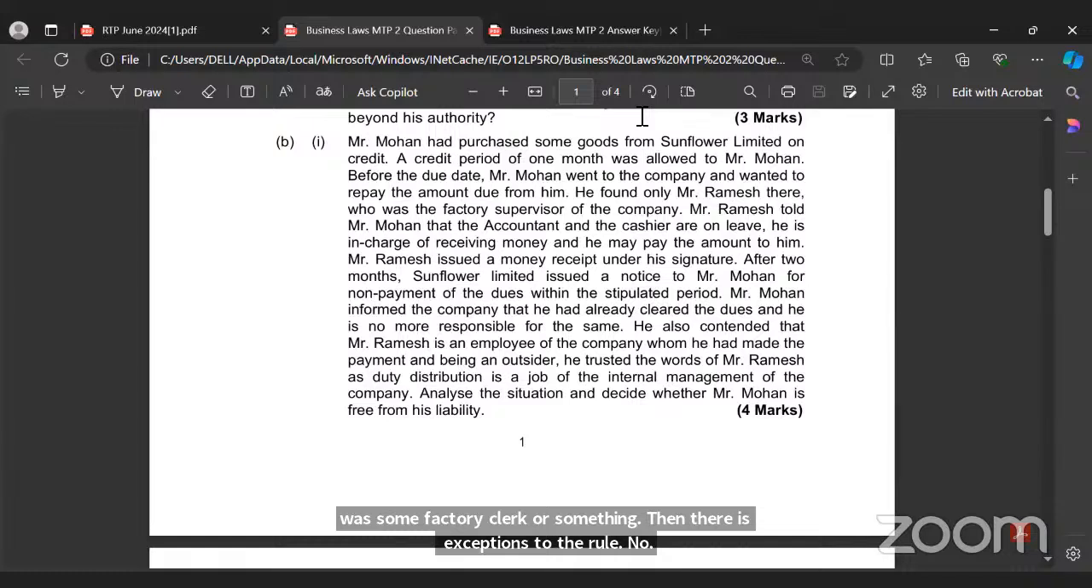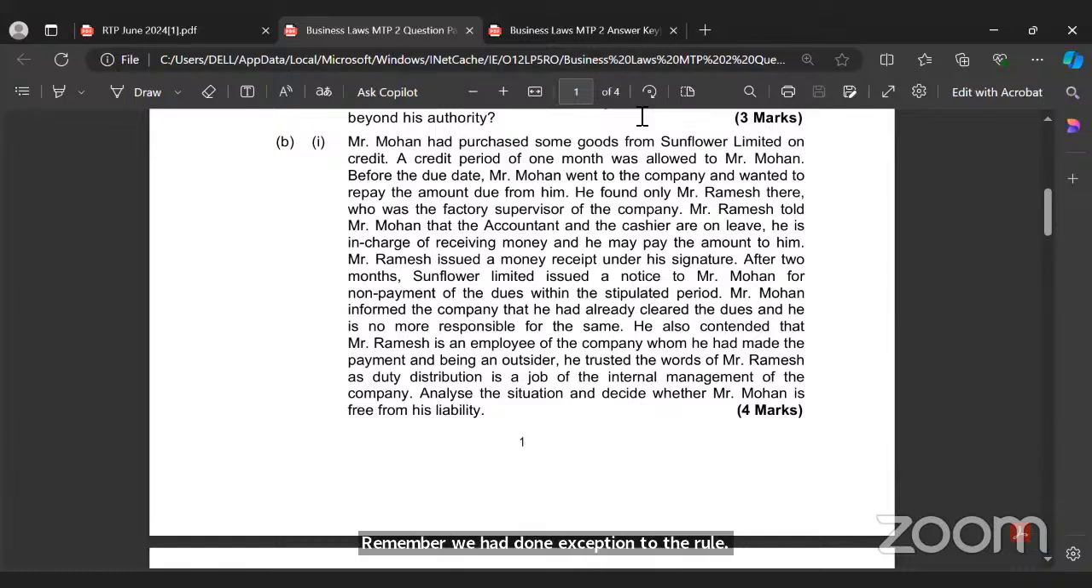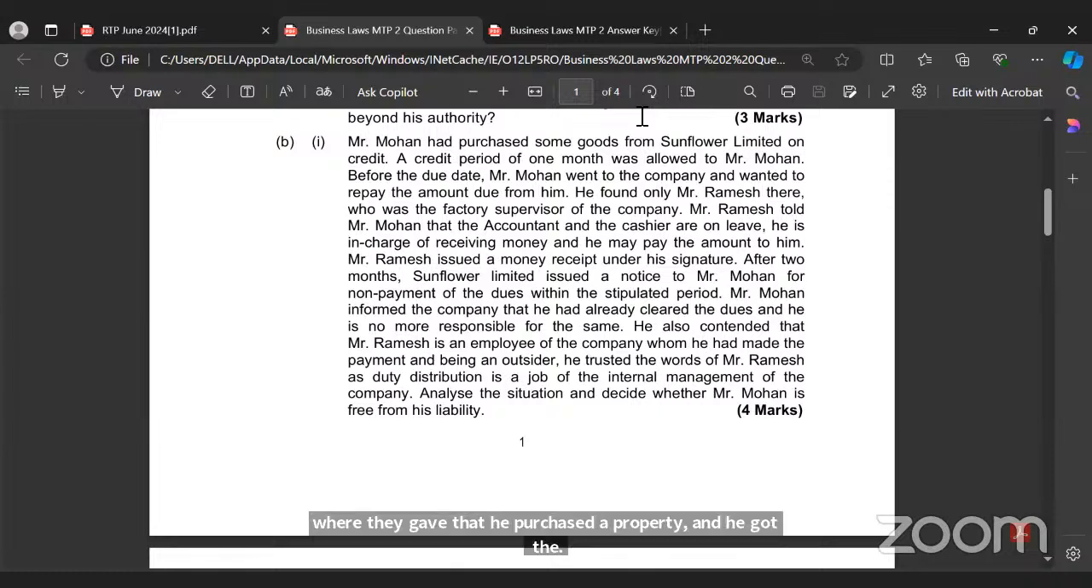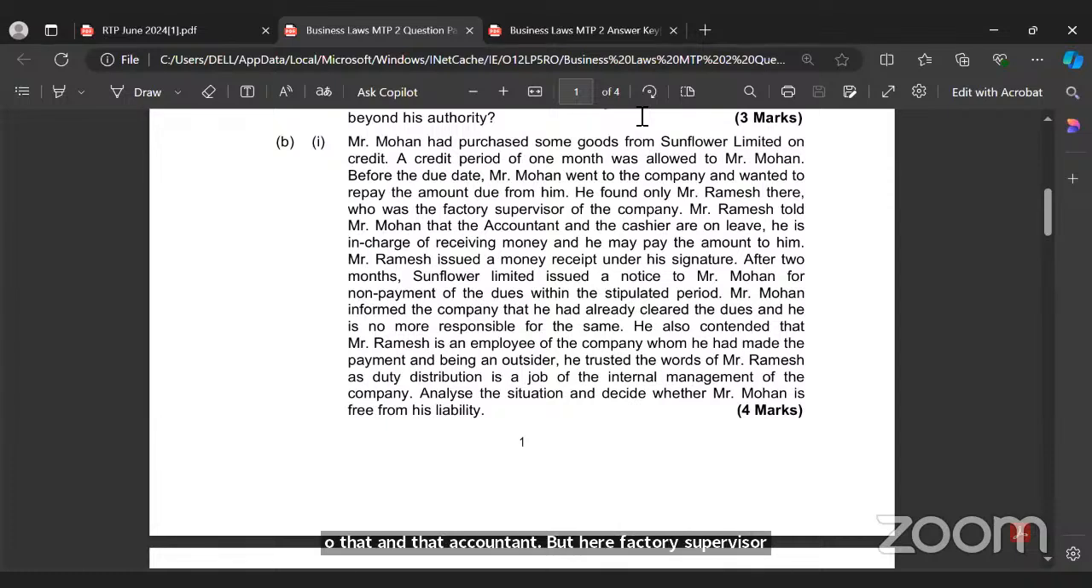Yes, sir. That Anand Bihari Lal versus Dinshaw company, where he purchased a property and gave the money to the accountant, and that accountant transferred. But here, the factory supervisor is a normal person, so it's not an exception. So under the doctrine of indoor management, what he's done is right. He doesn't know who has the authority to collect cash or not. Correct, Anu? Got it? I feel that way, but even otherwise, there can be an exception also. Just read.